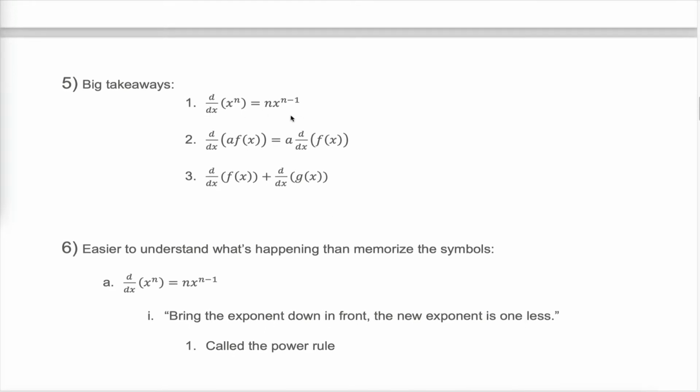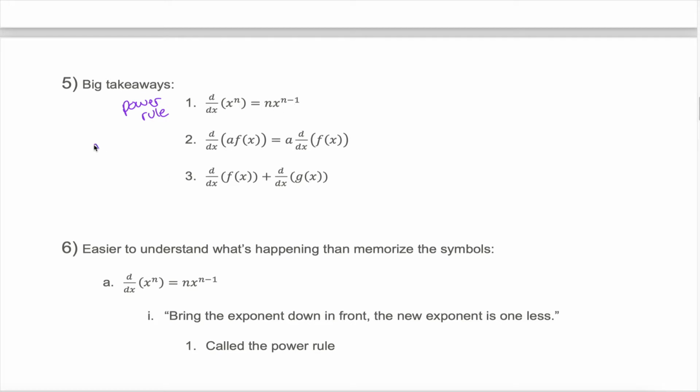So the big takeaways from the last video were 3 different derivative facts. The first one, that is often referred to as the power rule, tells us that the derivative of x to the n power for any n is just n times x to the n minus 1. Think the derivative of x to the 6th is 6x to the 5th.